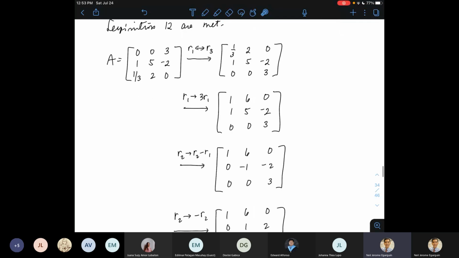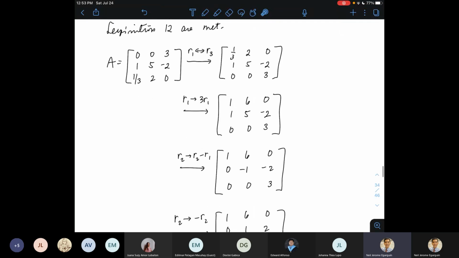Okay? And then remember, the leading entry should be equal to 1. So, but the leading entry in the matrix that we have so far is 1/3. But I can easily multiply the first row by 3 to make its leading coefficient equal to 1. Okay? That's why the second operation I chose is to multiply the first row by 3. So yung notation ko si R1, papalitan ko lang ng 3 times R1. And that's how I get 1, 6, 0. All 2 rows are retained.